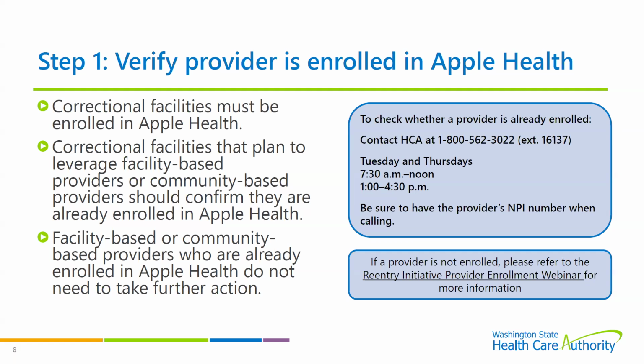To check whether a provider is already enrolled, you can go ahead and contact us. You can contact HCA at 1-800-562-3022. Our extension is 16137. Our phone days are on Tuesdays and Thursdays from 7:30 a.m. to noon, and then closed for lunch. And then we're back on from 1 to 4:30 p.m.